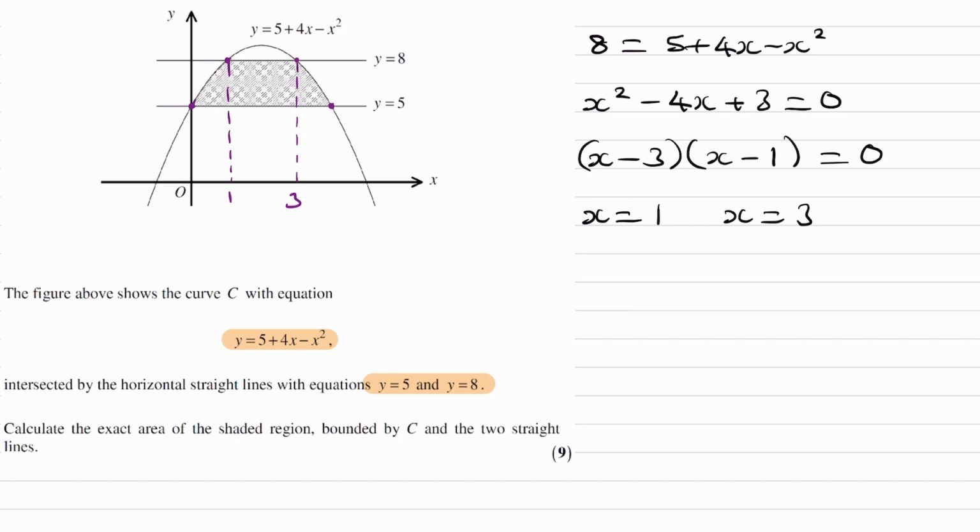So then we can use the symmetry of the graph. If this point is 1 away from this line here, then this point should also be 1 away from this line here, meaning that this coordinate is 4.